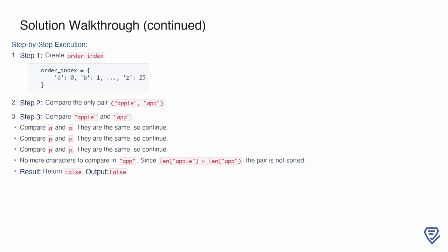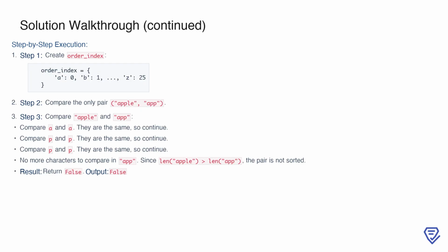In the final example, we handle a prefix case where the input words are apple and app, and the alien dictionary order is the standard alphabetical order. As before, we create the order_index mapping, where each character maps to its position in the alphabet. Comparing the only pair, apple and app, we start with their first characters, A and A, which are the same. Moving on, we compare P and P, which also match, and then another P and P, which still match.